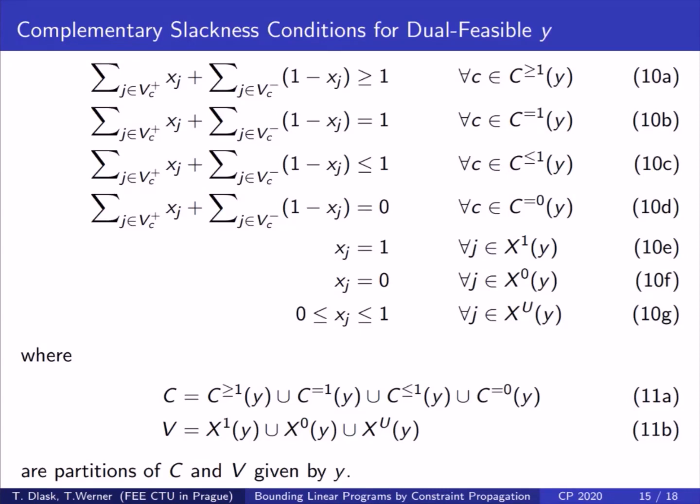The conditions 10a to 10c express that at least one, exactly one, and at most one literal in the clause needs to be satisfied. Condition 10d says that none of the literals in the clause may be satisfied. Also, some variables are set to 0 or 1 and some are undecided.